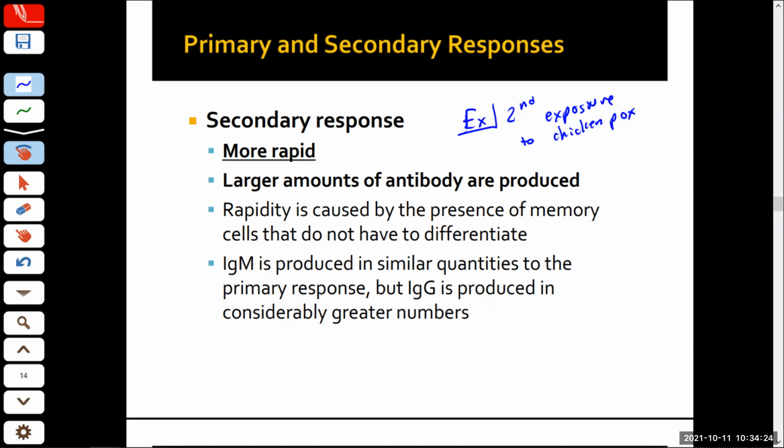Why? Why isn't it over and done when you get exposed to chickenpox again? Your body has learned, your body has produced that memory. We already have memory. So what antibody can I just make right out of the gate? IgG is produced in considerably greater numbers. Okay. Hopefully you guys are seeing it's like a two-step process.